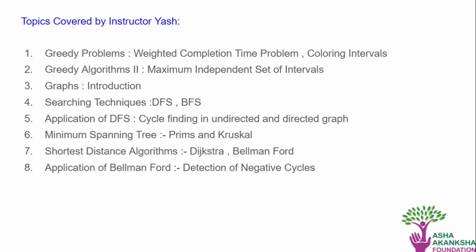Then he will be discussing several shortest distance algorithms. There are two algorithms, Dijkstra and Bellman-Ford. Bellman-Ford can be said to be an advanced version of Dijkstra. But in most of our applications, Dijkstra is enough. He will be discussing both of them. And then he will be discussing several applications of Bellman-Ford, like how to detect negative cycles. He will be discussing what negative cycles are in great detail in his videos.